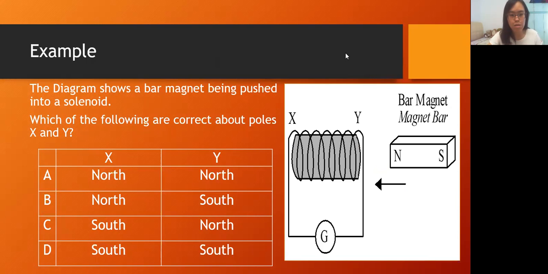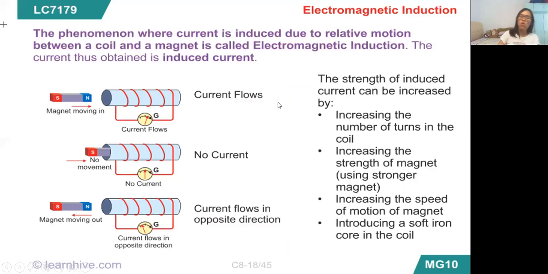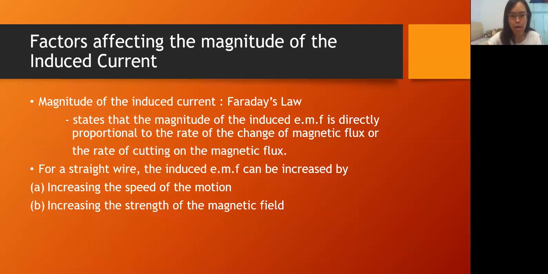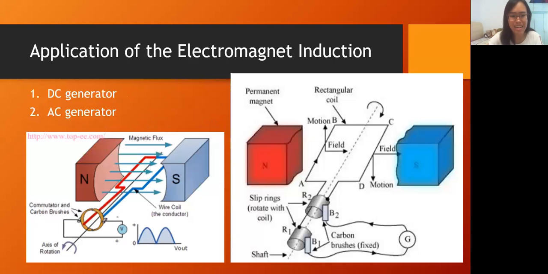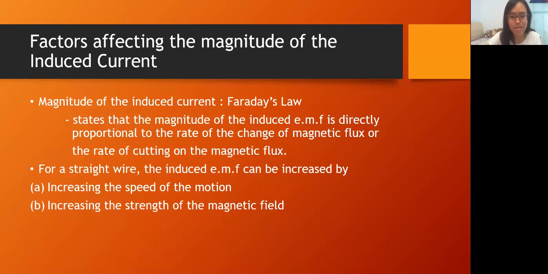Correct, the answer will be C. Very good. So most of you can understand it well already. Okay, so now we will use a law we call Faraday's law. Where is my Faraday's law? Okay, here. I want you to copy this down as notes number 6, the whole thing here.